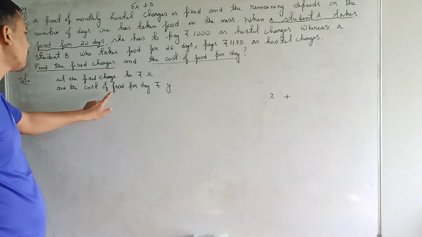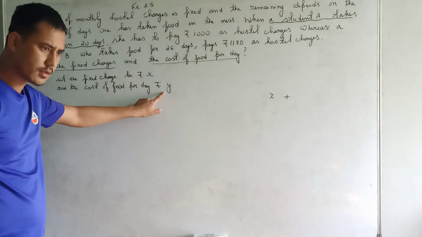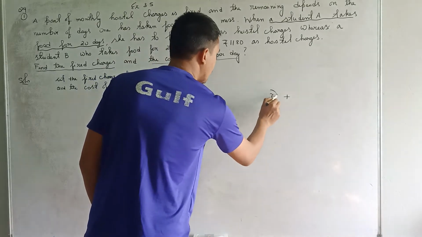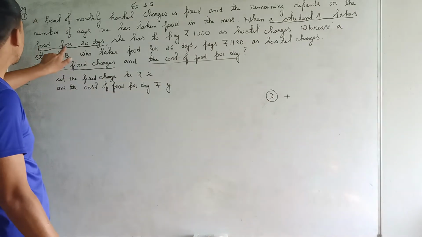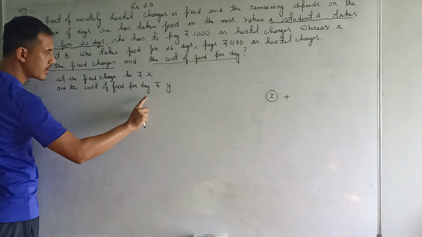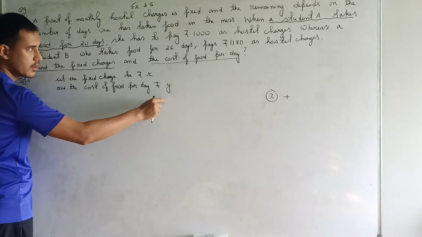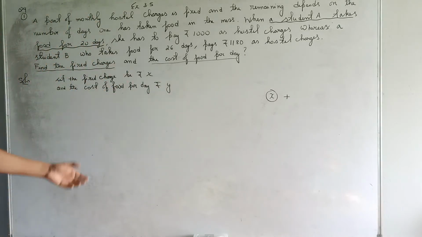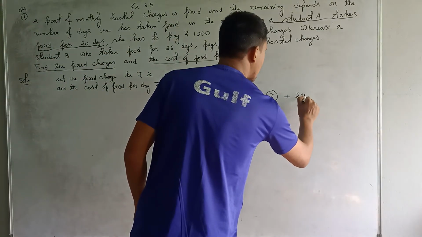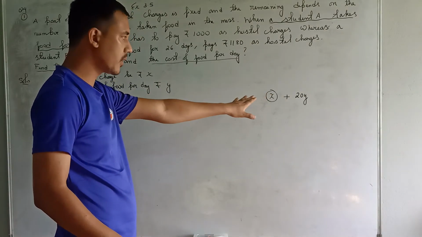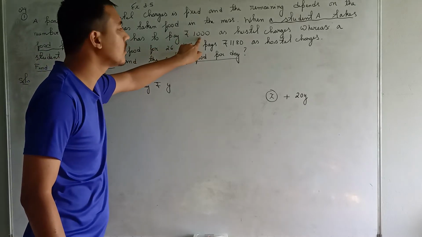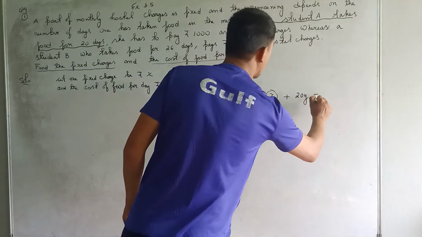What is the cost of food per day? y, right? The student A, as soon as she joins the hostel, has to pay the fixed charge, which is x. And then she takes food for 20 days. Now, if she takes food for 1 day, it's going to cost her rupees y, but she took food for 20 days. So how much is that going to cost her? 20y. So your total charge will be x plus 20y, okay? And it is given here that she has to pay rupees 1000. So this x plus 20y will be equal to 1000.